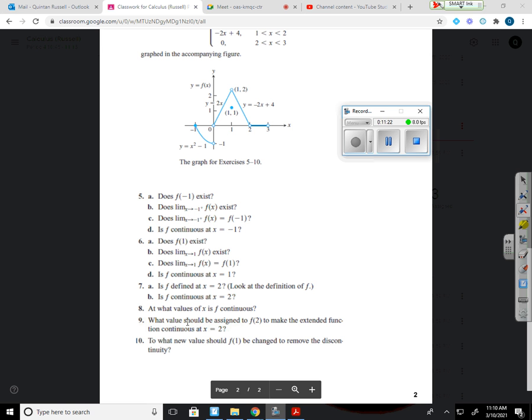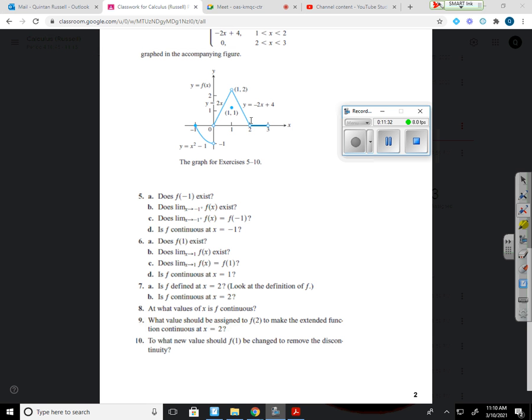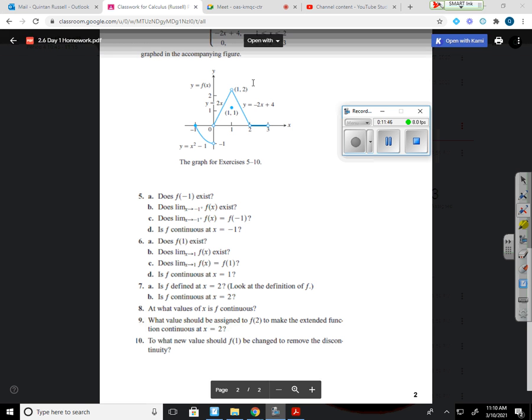What value should be assigned to f of 2 to make the extended function continuous at x equals 2? Well, the limit as it approaches from the left goes to 0 and from the right goes to 0. So I would say that it would have to be 0. To what new value should f of 1 be changed to remove the discontinuity? You would change the value of f of 1 to 2, making my limit the same as what the point is. So it would just move this point up to here.